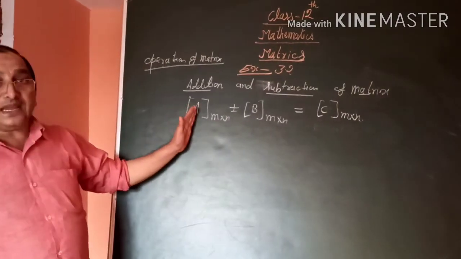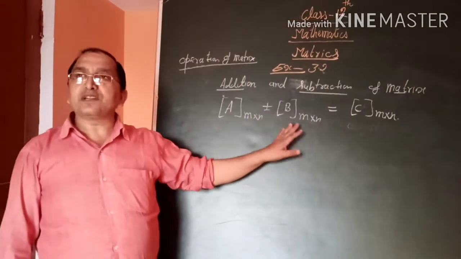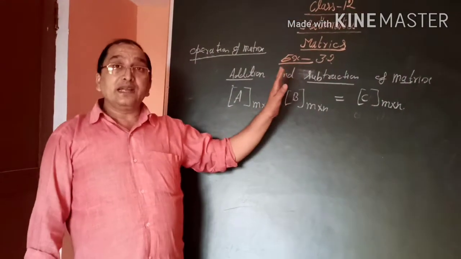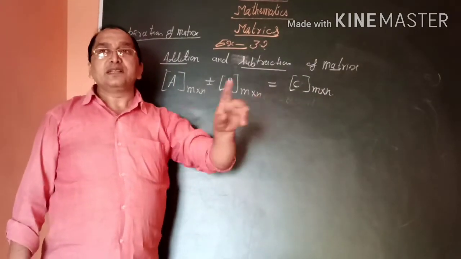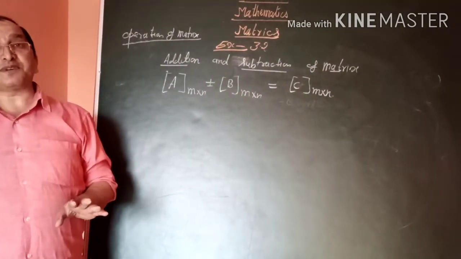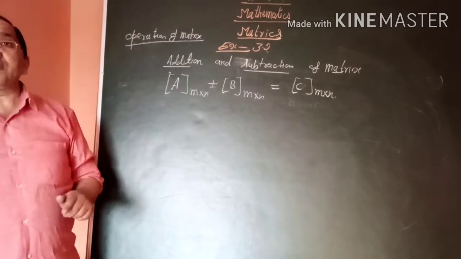Then if A has the order m cross n, and B has the order m cross n also, and by adding both these matrices its order will be the same, m cross n, then the matrix addition or subtraction is possible, otherwise not. But how can we add?